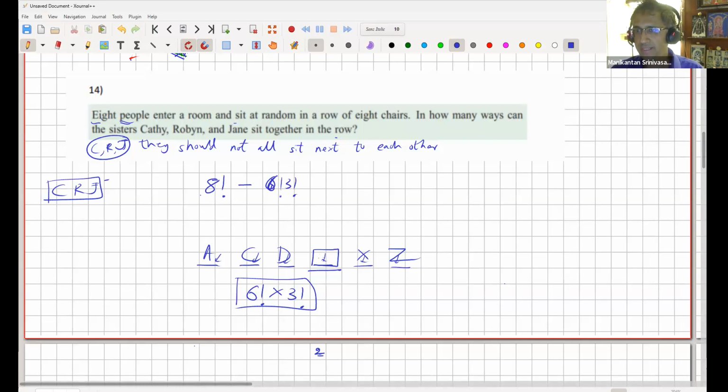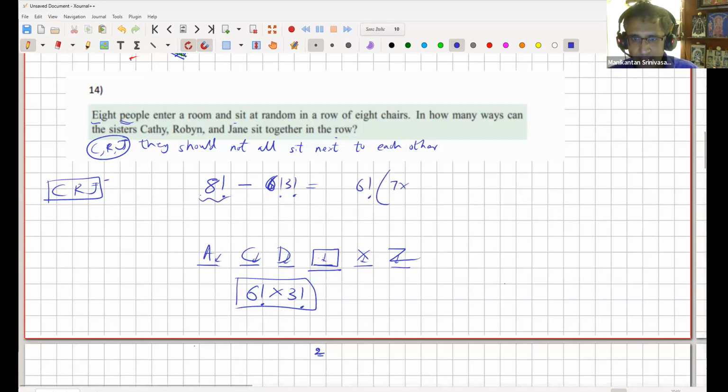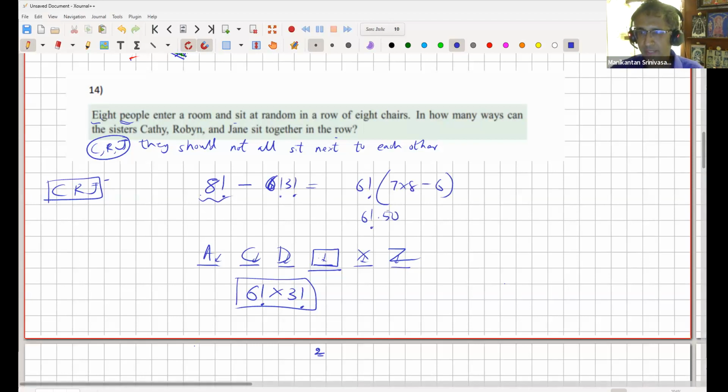Right? Does it make sense? This is the only case which you don't want, which of course you can simplify if you want. I can take 6 factorial common outside, and then this is 7 and 8, which is 56, minus 3 factorial, which is 6. So I can write it as 6 factorial times 50. That's simplification, but conceptually it was that. All of you okay on this one?